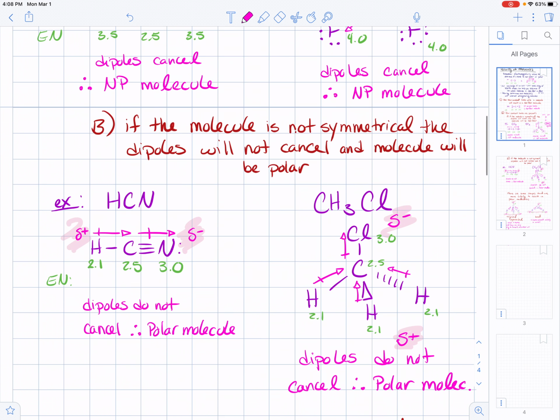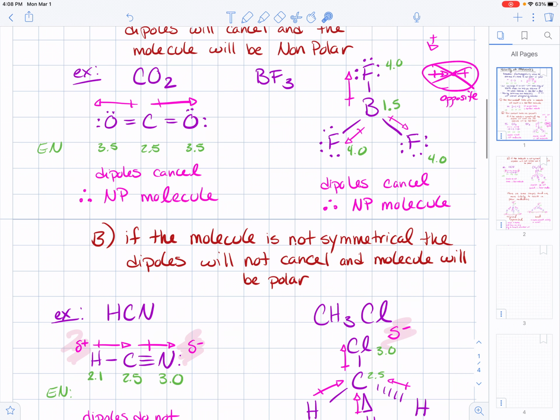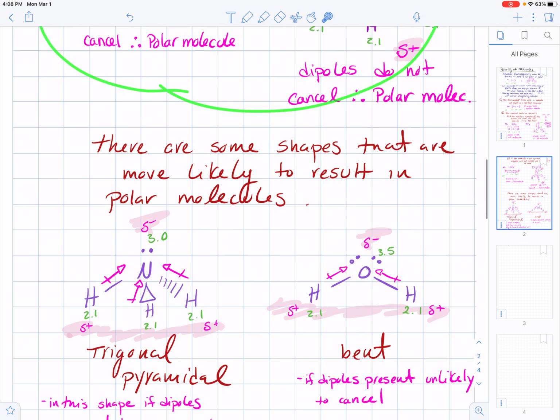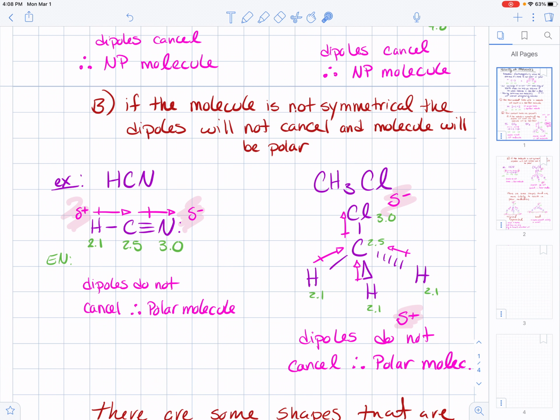Now, if a molecule with polar covalent bonds is not symmetrical, the dipoles will not cancel and that molecule will be considered polar. So I've got two examples up here, and then I've got some shapes that I wanted to talk about down here. In this case, I still have something linear, right? But this carbon in the middle has an electronegativity of 2.5. Hydrogen has an electronegativity value of 2.1. And nitrogen has an electronegativity value of 3.1.